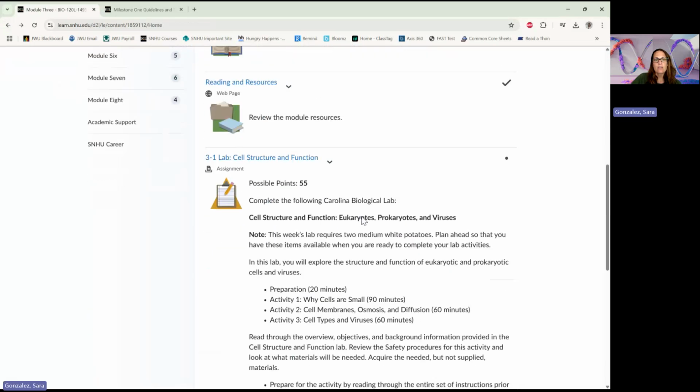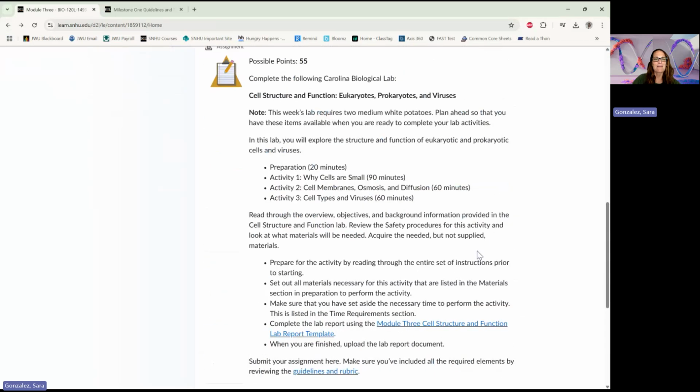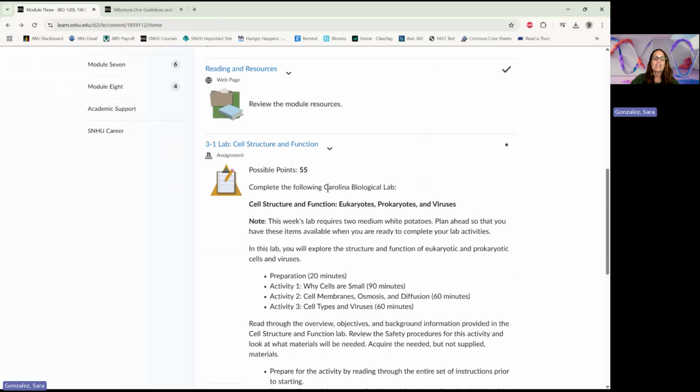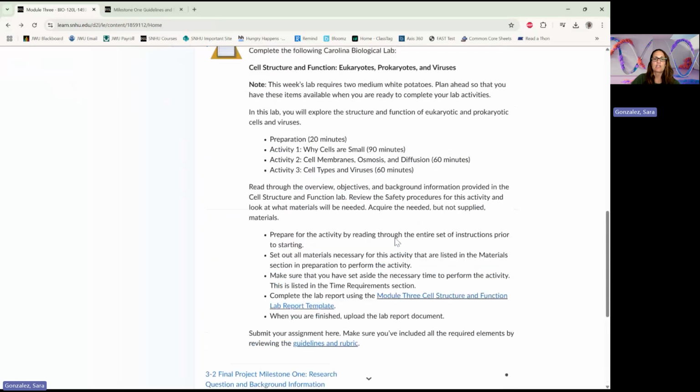All right, so what is due for this week? It looks like no discussion, so I'm sure you all are very happy about that. Nothing due on Thursday. You do have a lab, so it's section 3.1, or lab 3.1 here. And then the milestone for your final project here.